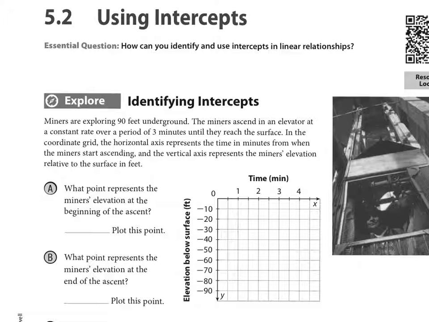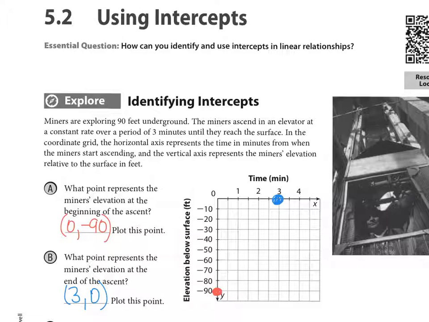All right, when we talk about the beginning of their ascent, we want to think about where are the miners. And it appears that they are 90 feet underground, which means the miners are going to be at 0, because it's 0 time, and negative 90 because we're 90 feet underground. Then when we talk about where will they be at the end of the ascent, well, the end of the ascent would be if they were at surface level, which would be a 0 height, and it says it takes them 3 minutes to get there. Okay, which is going to make that point 3, 0.